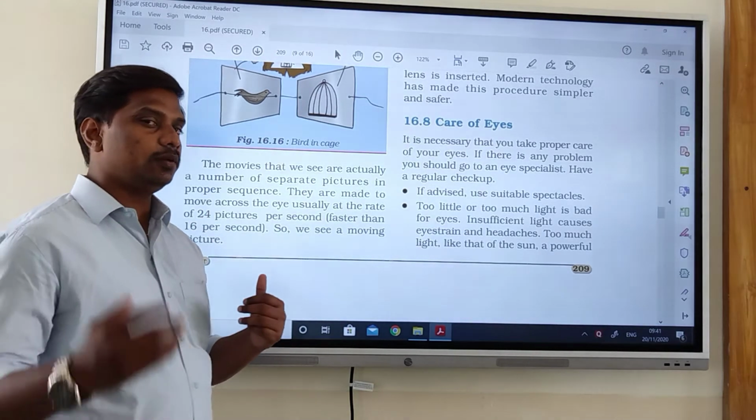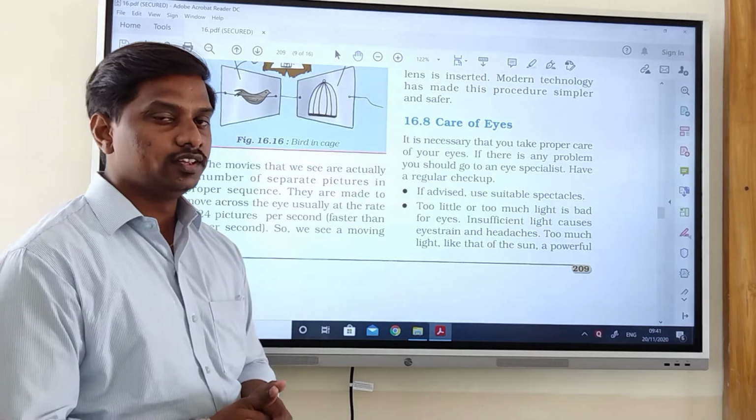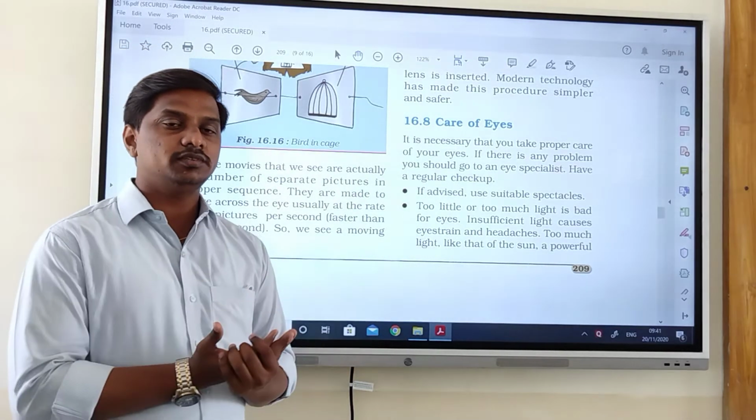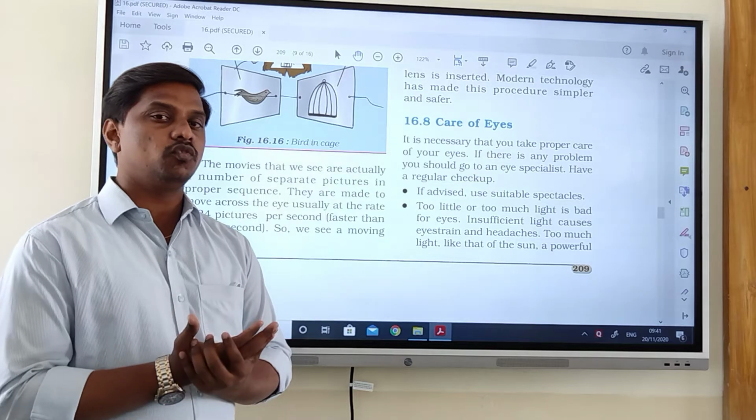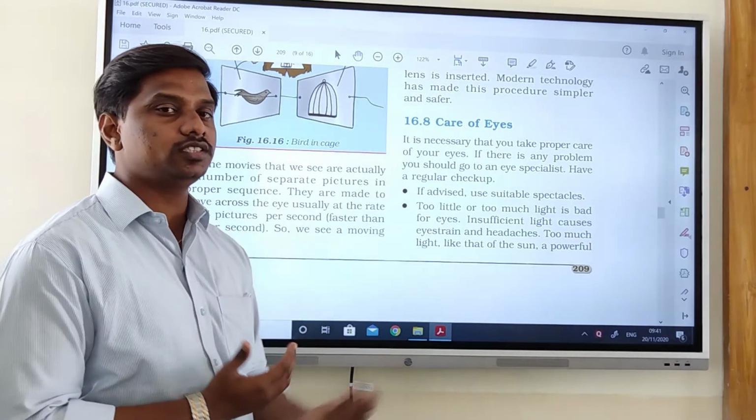So that's why a moving picture is known as a movie. The 24 pictures will move in 1 second, so that's why we call that a movie. Okay.